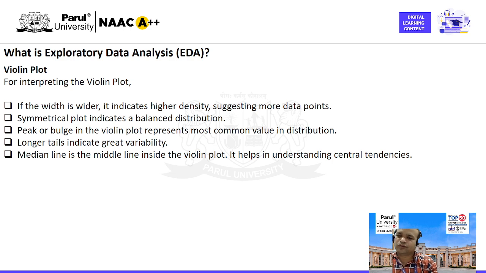The violin plot you can also represent under the bivariate analysis. For interpreting the violin plot, if the width is wider, it indicates higher density, suggesting more data points. Symmetrical plots indicate a balanced distribution, and longer tails indicate greater variability. The peak in the violin plot represents the most common value in the distribution. So these are the basic points whenever we want to draw the violin plot with the help of EDA in Python with the help of Python libraries.